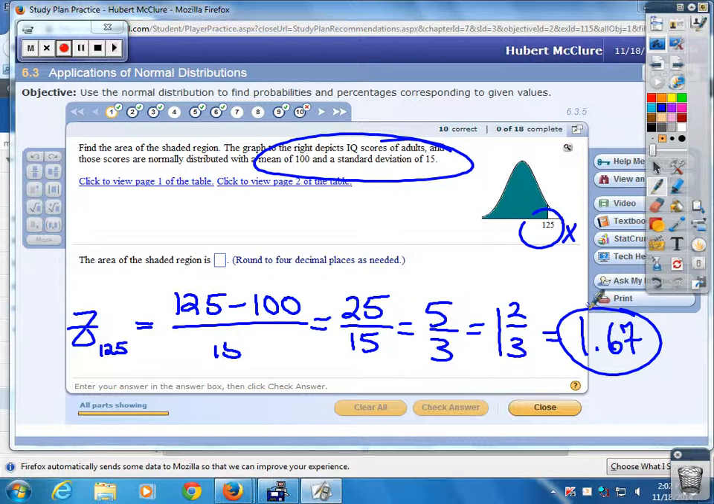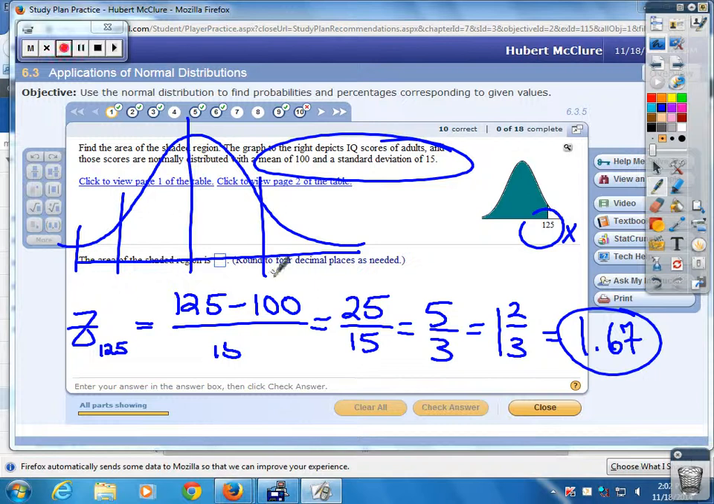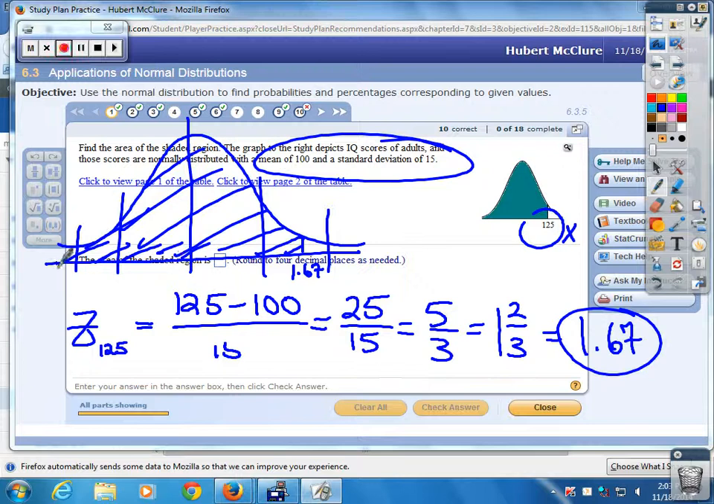Now, I didn't draw a picture, but now you can, because now you've got a 6.2 problem. 1.67 is right here. So take your handy dandy calculator or your table and go from negative infinity to what? 1.67. And somebody do that for me. What do you get?